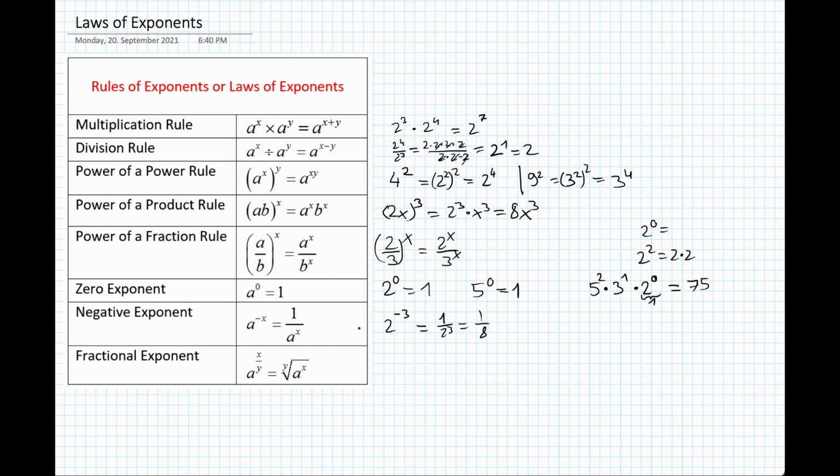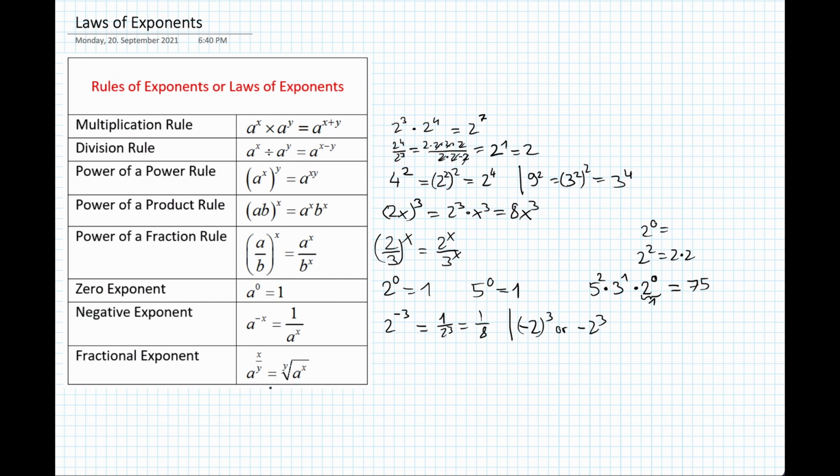If you wanted negative 8, it would just be negative 2 to the power of 3, or negative 2 to the 3, which are both negative 8. But if you have the negative in the exponent, you just have to take the reciprocal of that.